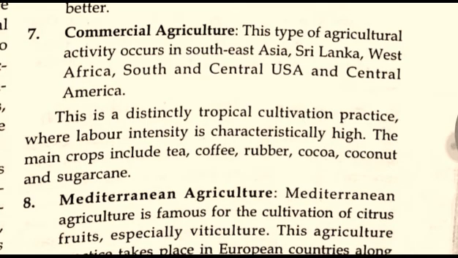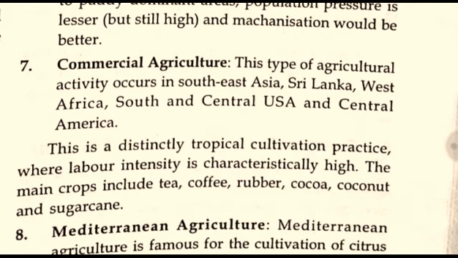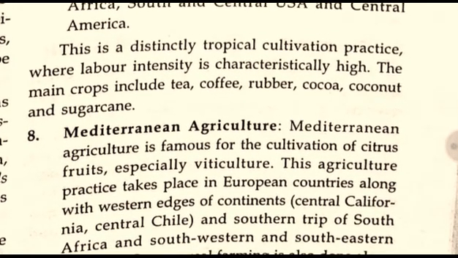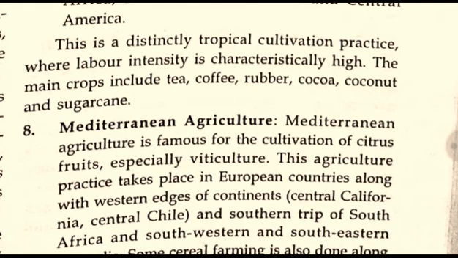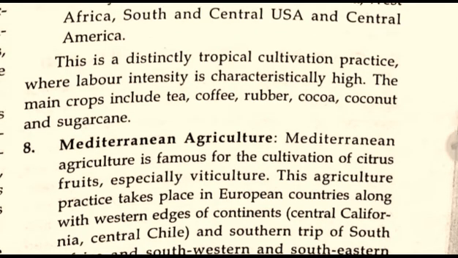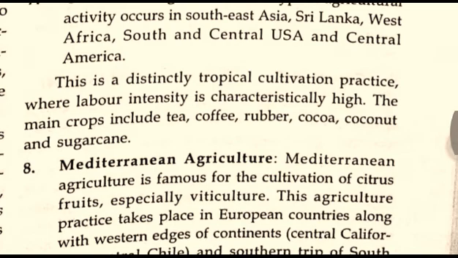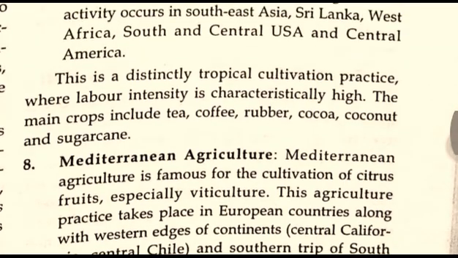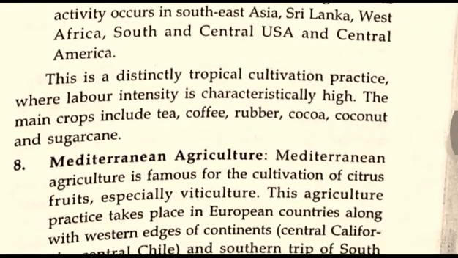Next, commercial agriculture. This type of agricultural activity occurs in Southeast Asia, mainly Sri Lanka, West Africa, South and Central USA, and Central America. This is a distinctly tropical cultivation practice where labor intensity is characteristically high, and the main crops include tea, coffee, rubber, cocoa, coconut, and sugarcane. All are commercial crops.